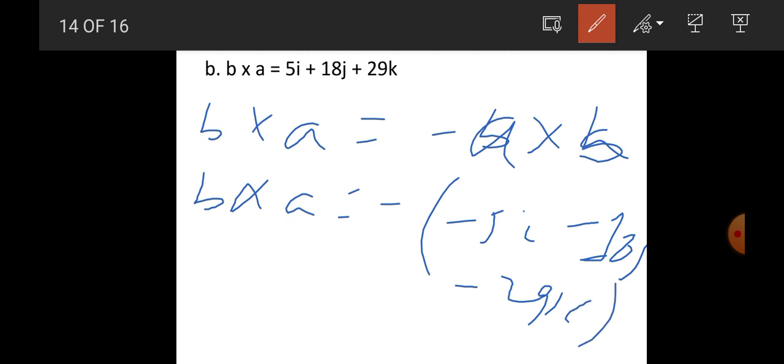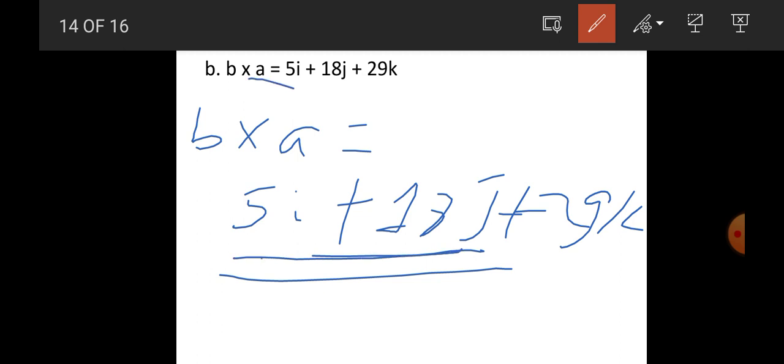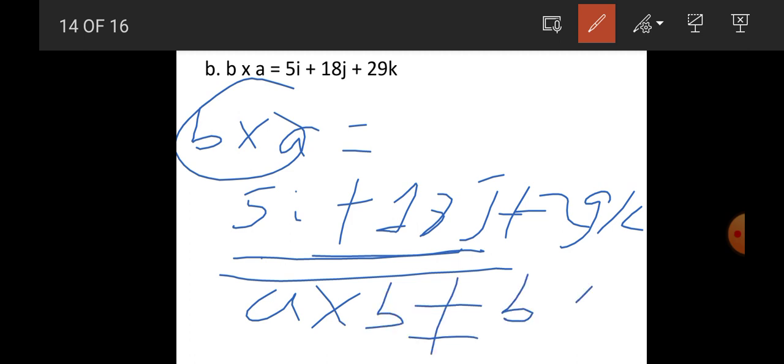So this is equal to B cross A is equal to 5 in I, plus 18J, plus 29K. This is the cross product of two vectors. Simply, A cross B is equal to minus B cross A. A cross B is not equal to B cross A.